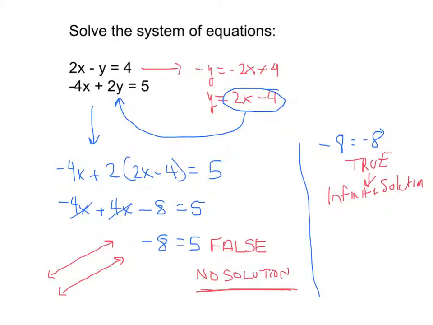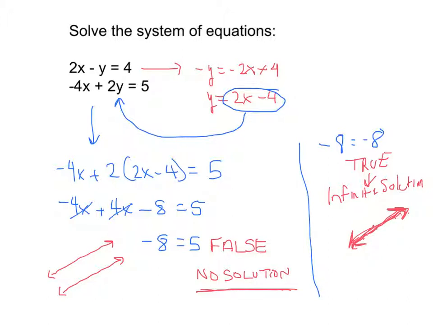It'll work in the first equation, and it will work in the second equation, which means that these two lines are actually the same line. They lie right on top of each other. And so every point from the first line is the same as every point on the second line.